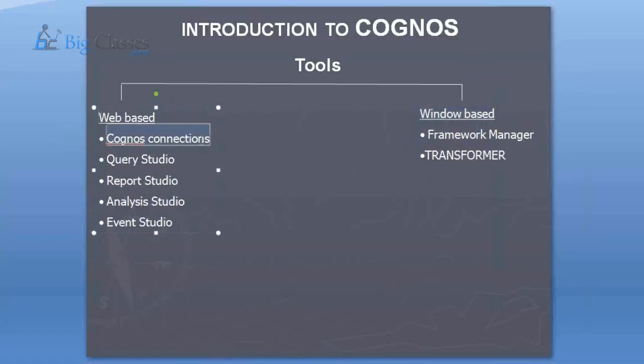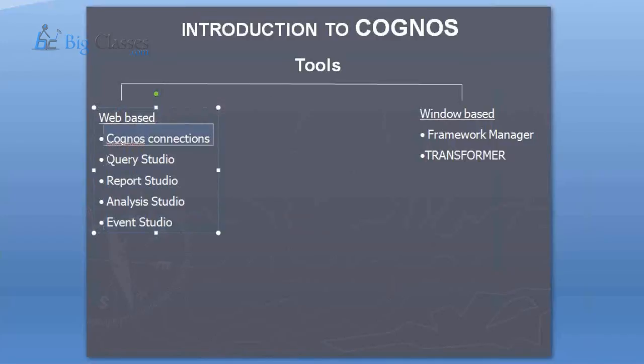Okay, web-based applications. The first one is Cognos Connection. This is an entry point for all the remaining web-based applications. If you want to access any of the web-based applications of Cognos, first of all, we need to connect to this Cognos Connection portal, and then start working. From this portal, you can see the links or shortcuts for the remaining reporting applications.